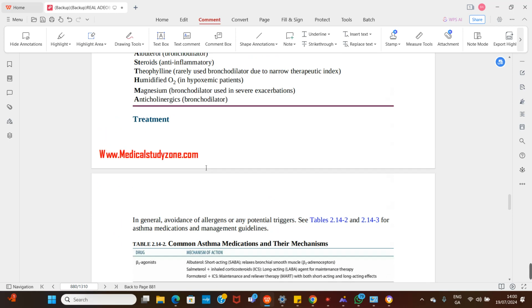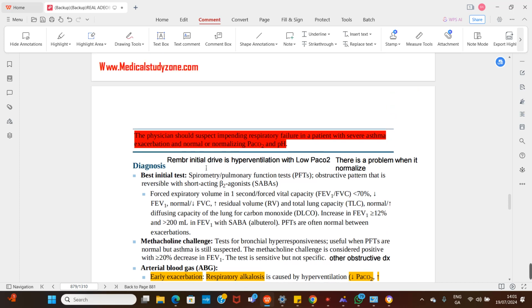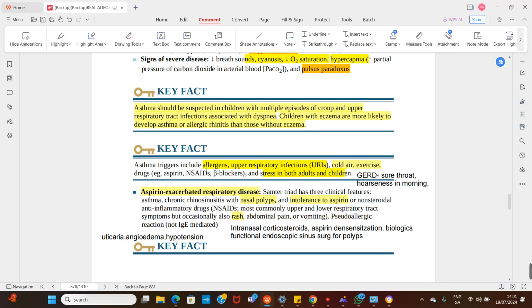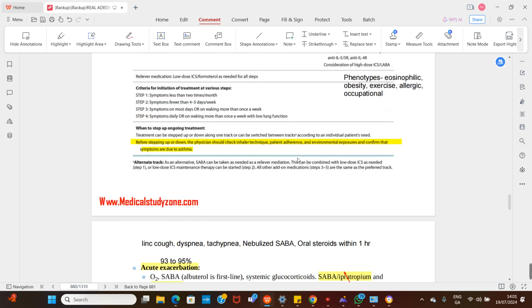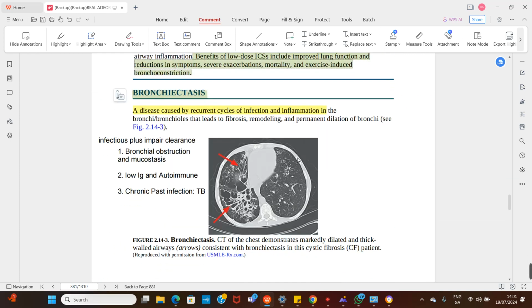That's why I think cold air is part of the triggers for asthma here. I think it should be. Let me see. Just a few minutes. You can see here, cold air. So that's the same thing that's happening in exercise. So the air becomes cold and provokes the asthma symptoms.